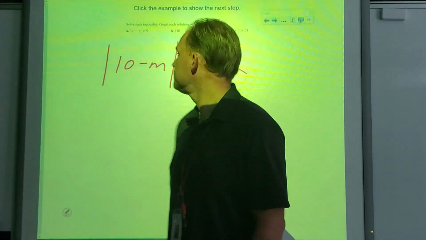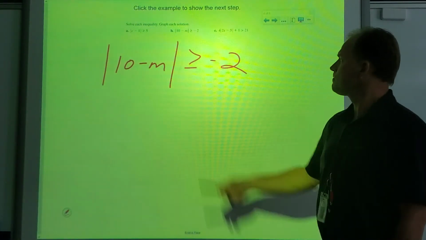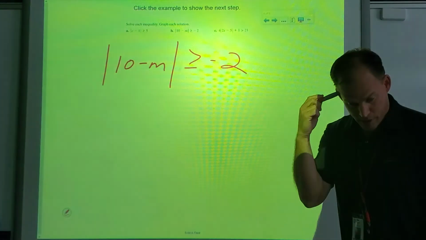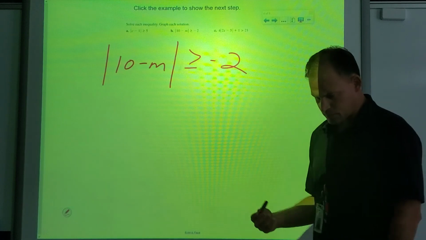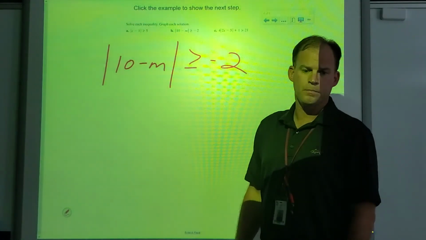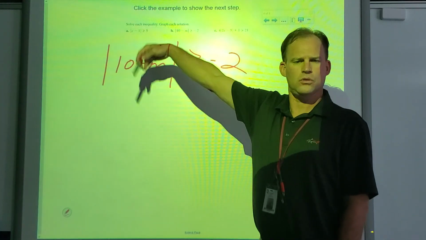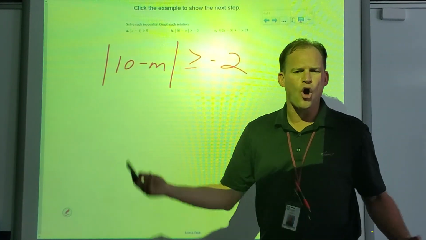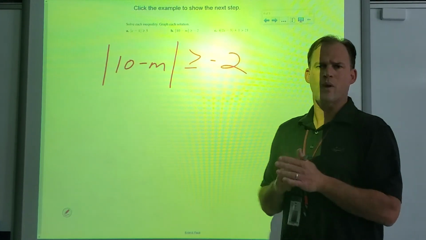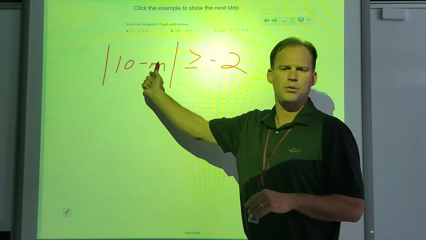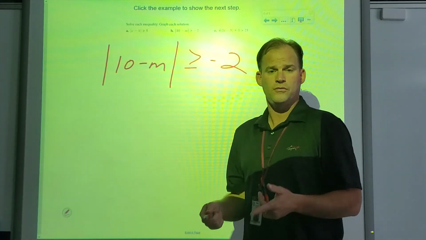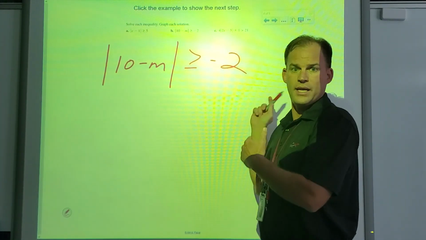So let's take a look at this. I've got a negative value here, so right away I've got to click my brain on, is this possible? Can I have an absolute value greater than a negative number? Yeah, all absolute values are greater than negative numbers. They're always like that. That's the nature of an absolute value. So right away, I know that any number I plug in for m, any number in the entire universe, is going to come out positive. Positives are always greater than negatives.